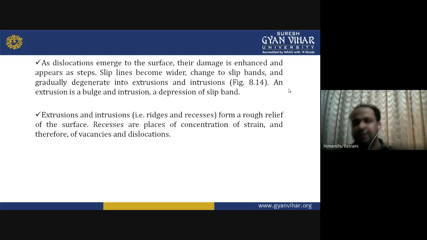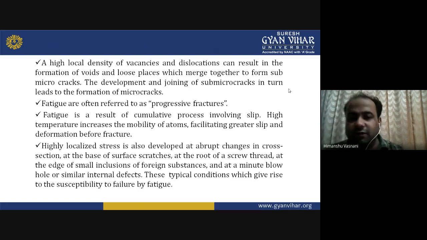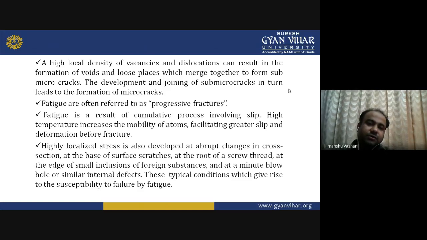Understand how useful these recesses can be. A high local density of vacancies and dislocations can result in the formation of voids and loose places which merge together to form sub-micro cracks. The development and joining of sub-micro cracks in turn leads to the formation of micro cracks.